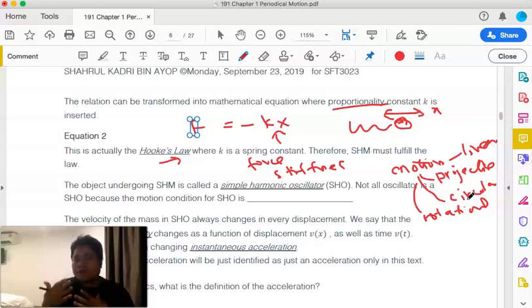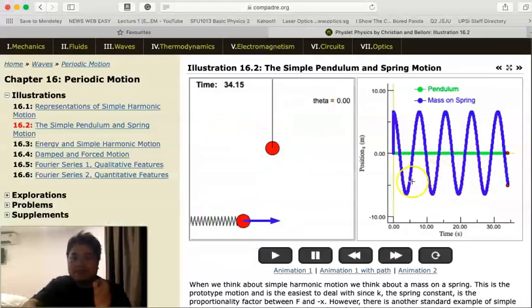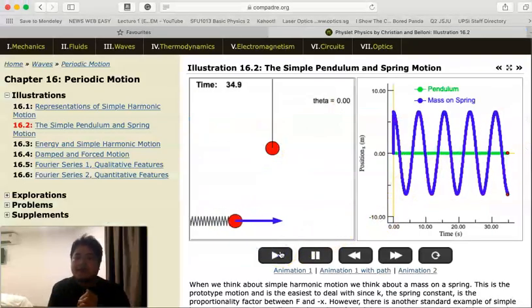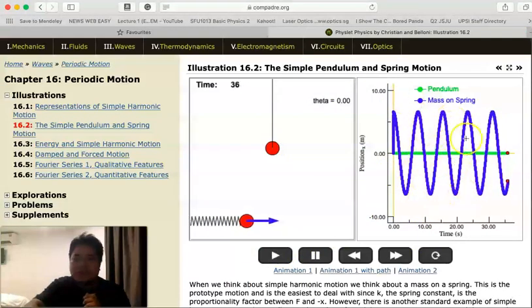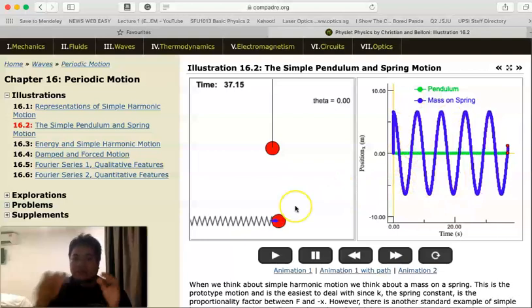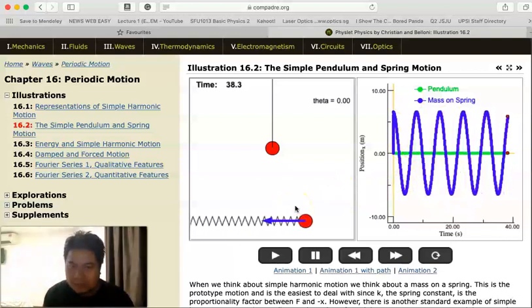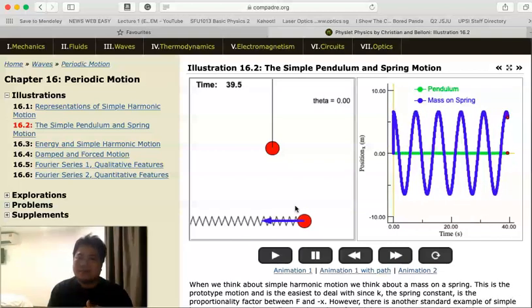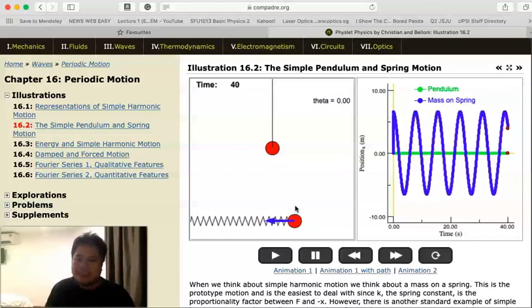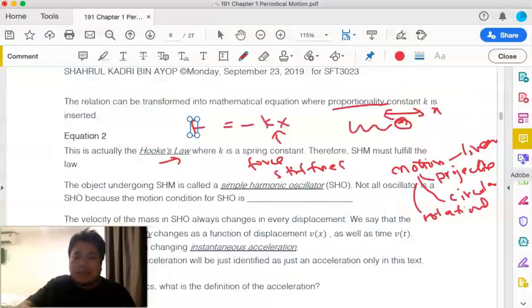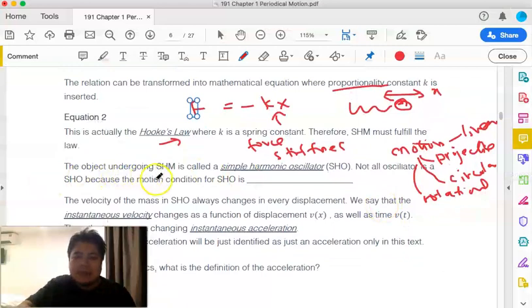All of them have special characteristics. For an object which moves with simple harmonic motion, you can see that the position always changes with time, so the graph is like this. This kind of motion we call simple harmonic motion. It has a periodicity of motion, and that periodicity is the special feature of simple harmonic motion. The object which is undergoing simple harmonic motion is called a simple harmonic oscillator.